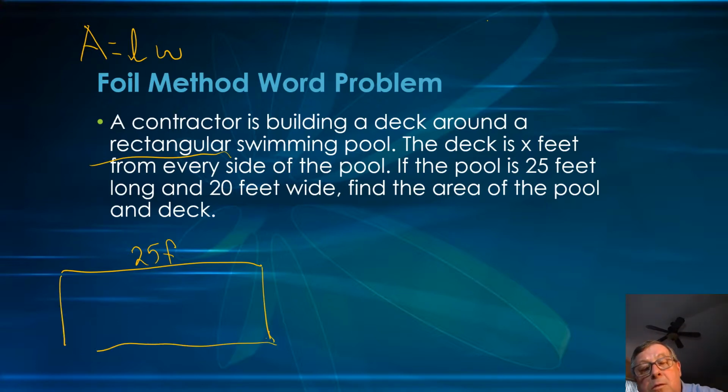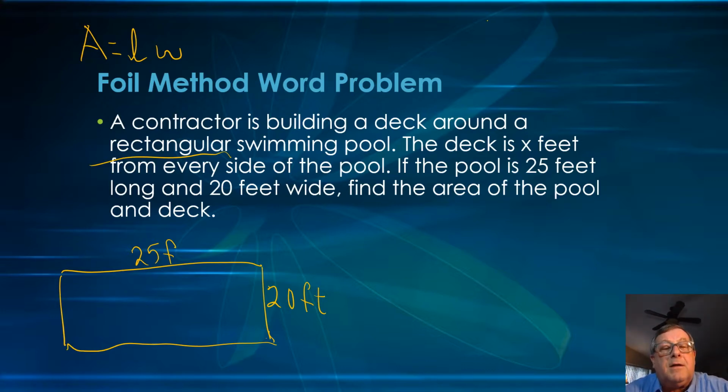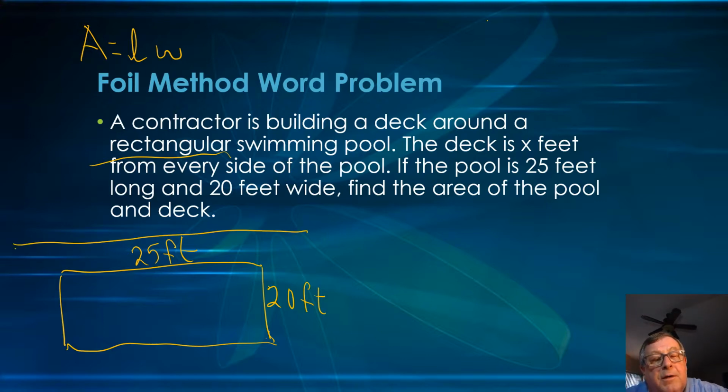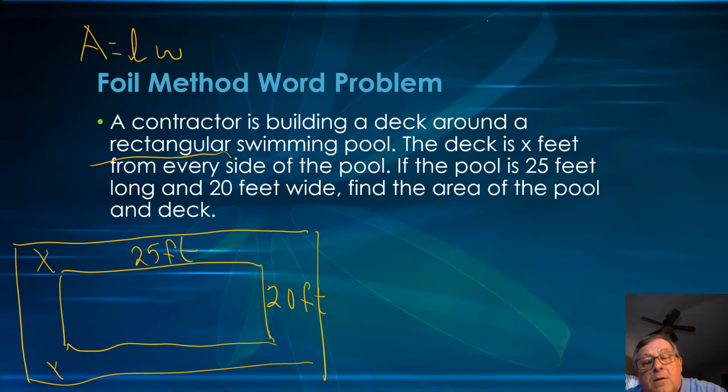So let's say that this represents the pool. 25 feet times 20 feet. And if that's all we were trying to find the area of, we could just multiply 25 times 20, and we'd get 500, I think, square feet. But the contractor is building a deck around every side of the pool. So here on the exterior, and like I say, your sketches don't have to be pretty. In fact, if mine had to be pretty, I would never do it. So we're building this deck, and this deck is x feet around every side of the pool.